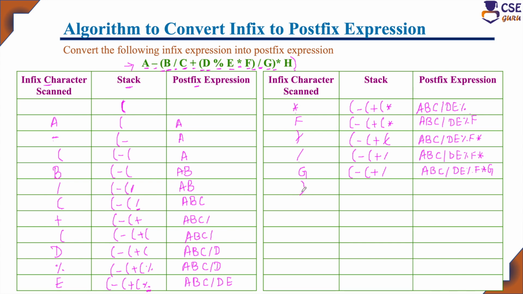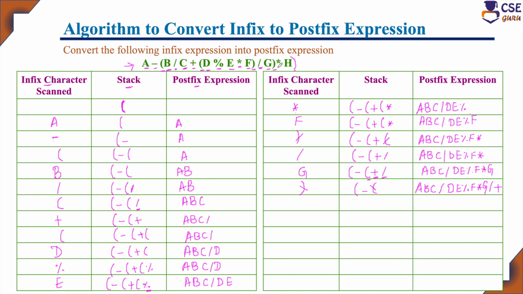So whenever you are encountering closed parenthesis, you have to pop the elements from the stack one by one and place it in the postfix expression. First you have to pop division operator. The postfix expression is ABC/DE modulus F star G. First you have to pop division operator and place it. Next you have to pop a plus operator and place it. Next you will encounter an open parenthesis. Okay. Now after doing this, discard these two, open and closed parenthesis. Corresponding open and closed parenthesis you have to discard.